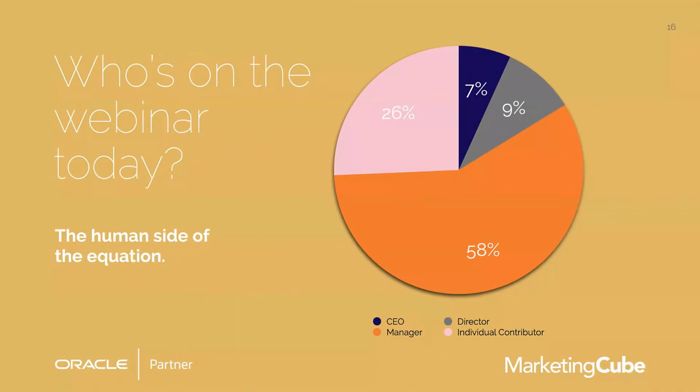And who's on the webinar today? So a little bit of the human side of the equation. Based on information that you provide at the point of registration, and what we know about you and job titles and those sorts of things, we break it down like so.